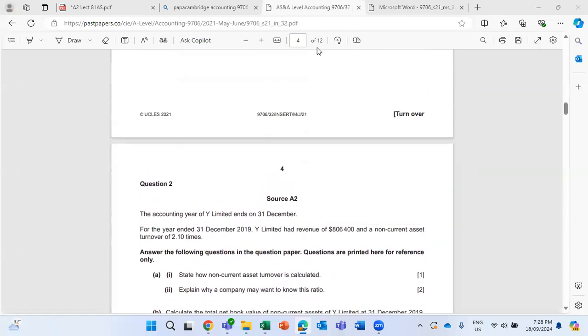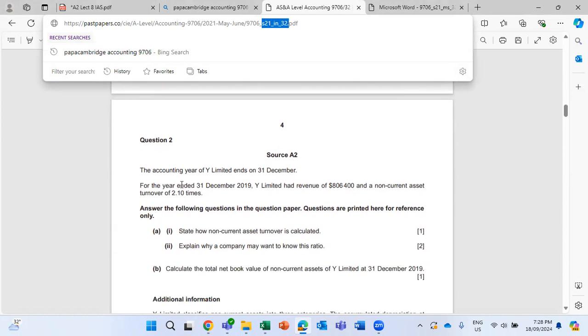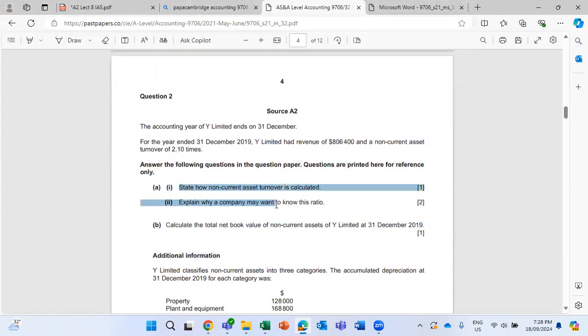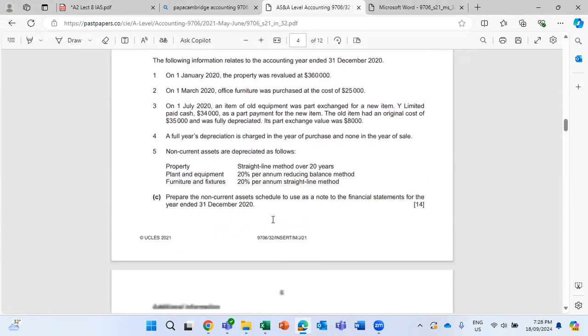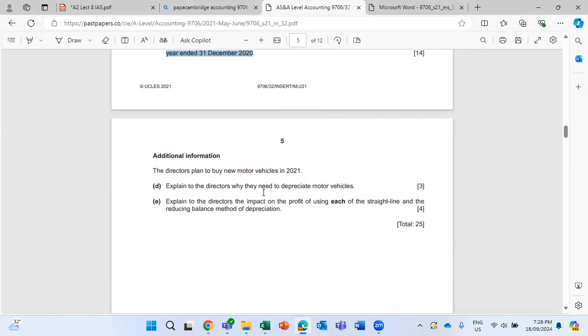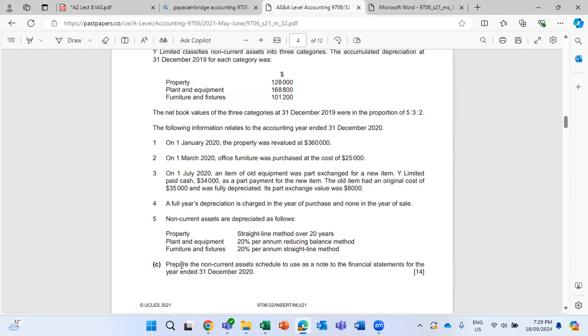Okay, the next question comes from May 2021, paper 32, question 2. Part A is on accounting ratio, so IAS only kicks in at part C. I'll just deal with part C. In part C, we have to prepare the non-current asset schedule. If you recall, the non-current asset schedule is a format in accordance with IAS number 16.